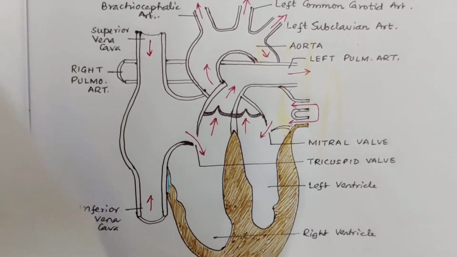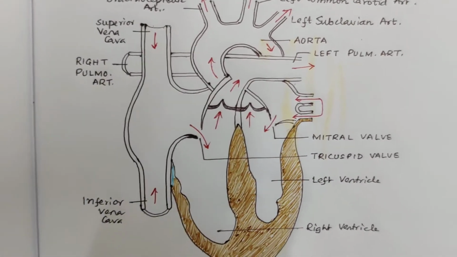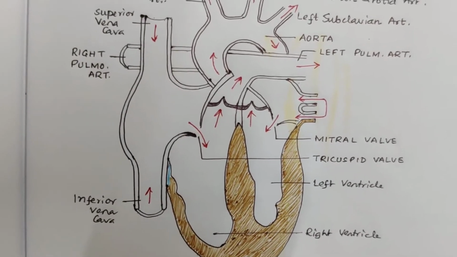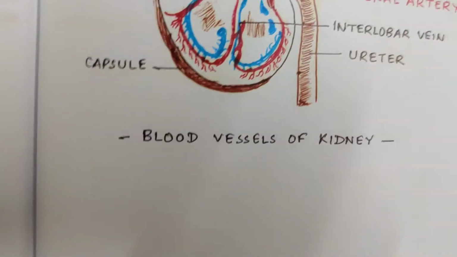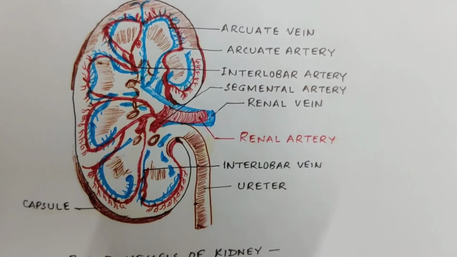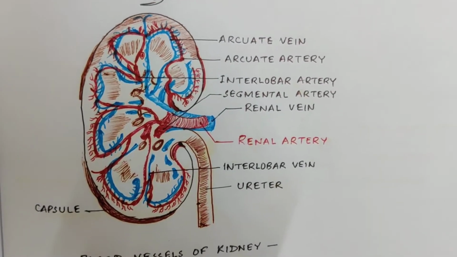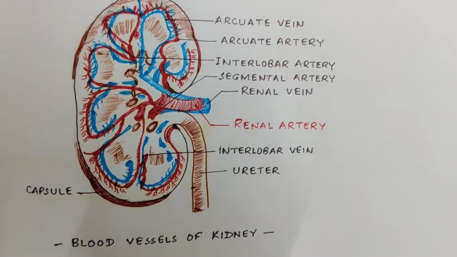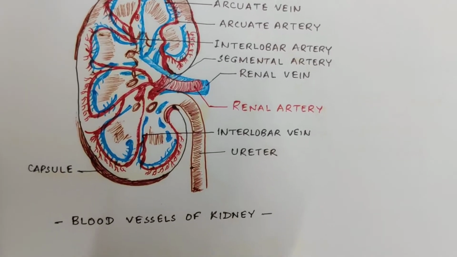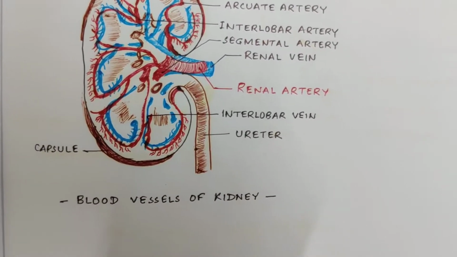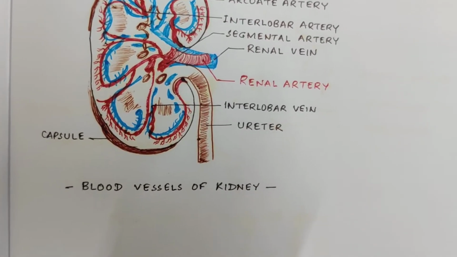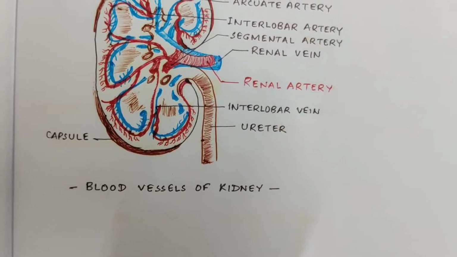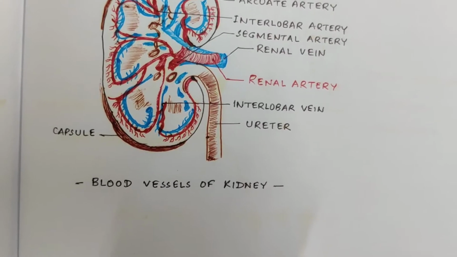Now coming to other diagrams, other anatomical figures. This is about blood vessels of kidneys. In kidneys you can see the arcuate vein, the arcuate artery, interlobar artery, segmental artery, renal vein, renal artery. You can see over here, isn't it? Interlobar vein, the main artery is renal artery. From there it branches out.